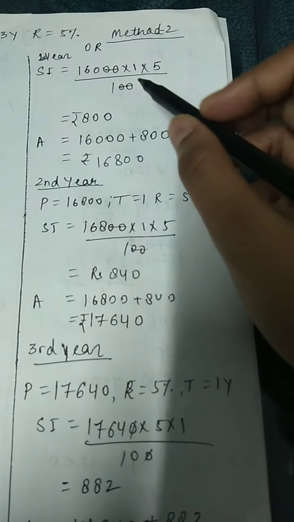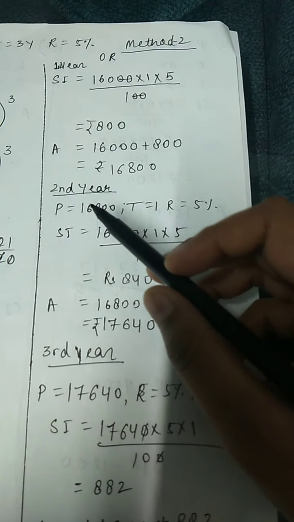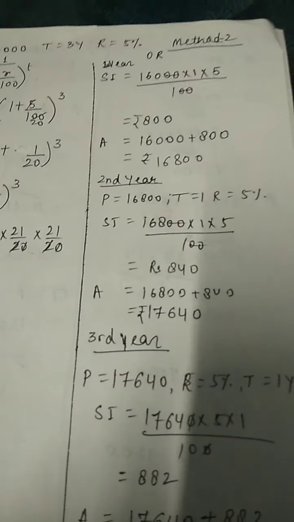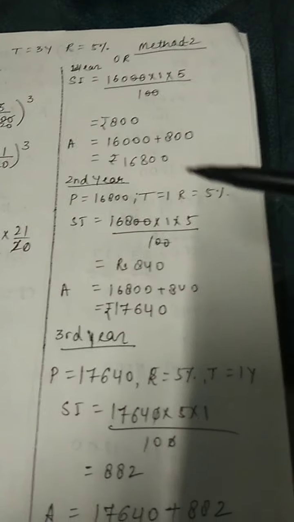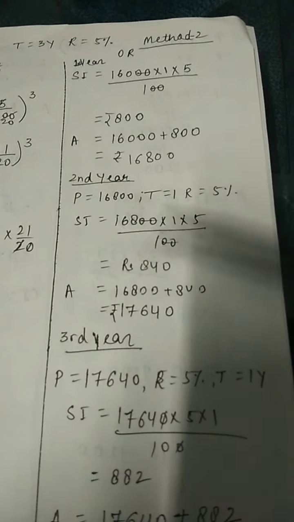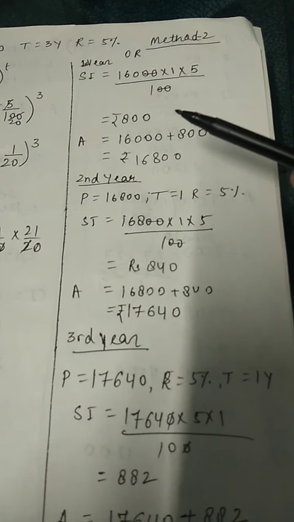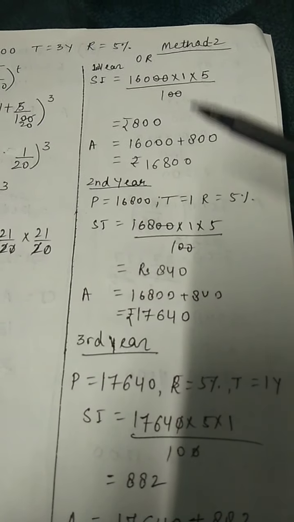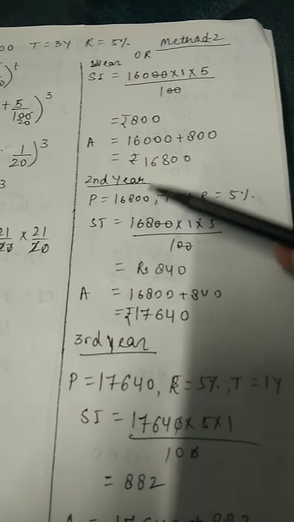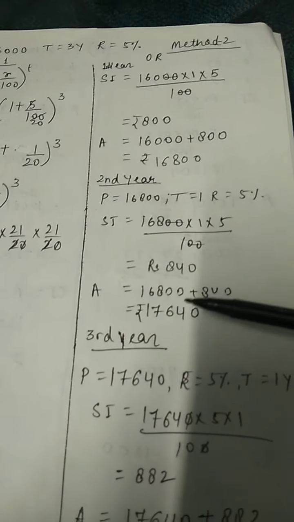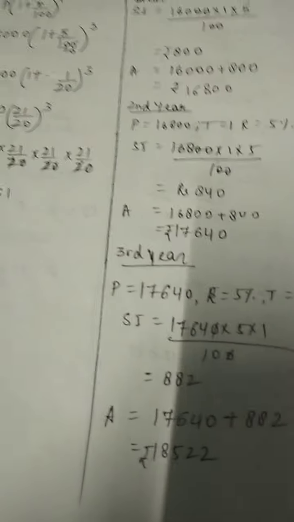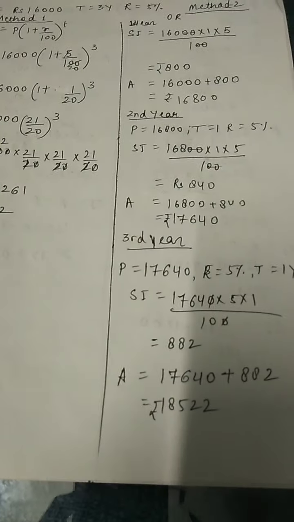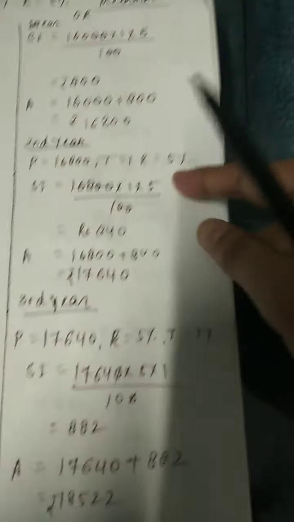For the first year we will take time as 1 year, and again for the second year we will take time as 1, and for the third year we have just broken time into 3 parts, because time was given as 3 years. So we have broken the SI into 3 parts, and then we will find the interest and then the amount, and that amount will become the principal for the second year. Again the amount of the second year will become the principal of the third year. In a similar way we can find the compound interest. This is one way of doing the question.